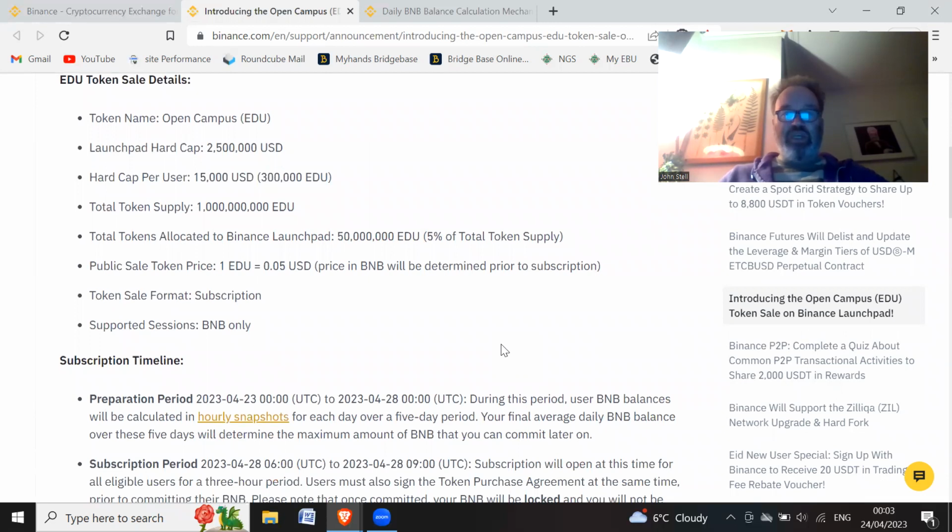So they're going to use your BNB to buy the EDU token. What you do is you put it into this subscription. Once it calculates how much BNB you can put in there, you put that amount in, and it'll take a small amount because it'll be oversubscribed. It always is.